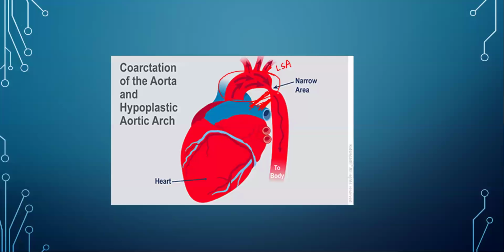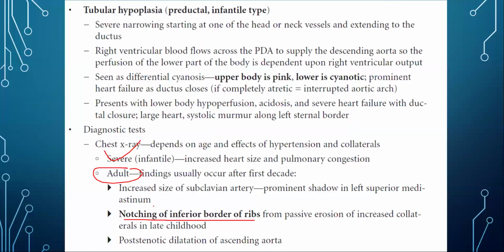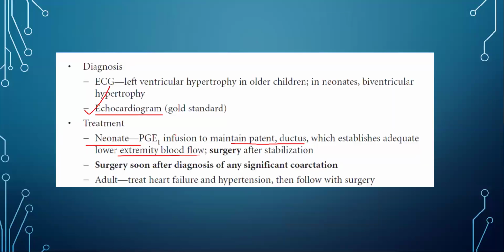So for neonates, we would like to keep the PDA open. And if we want to keep the ductus arteriosus open, we can give prostaglandin. So you will be giving prostaglandin infusion to keep the ductus arteriosus patent. And then once the child is a bit stable, we go for surgery. Okay, but surgery is the main treatment. The PDA closes just after birth, so usually within 1 to 2 days after birth, the PDA will be closed.